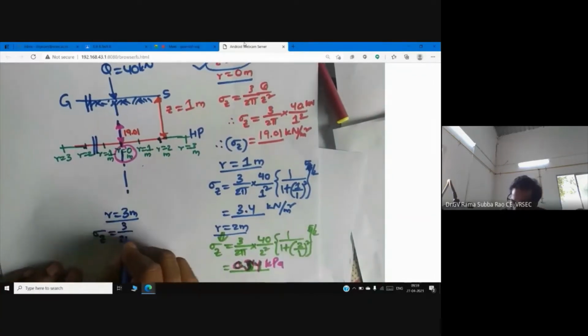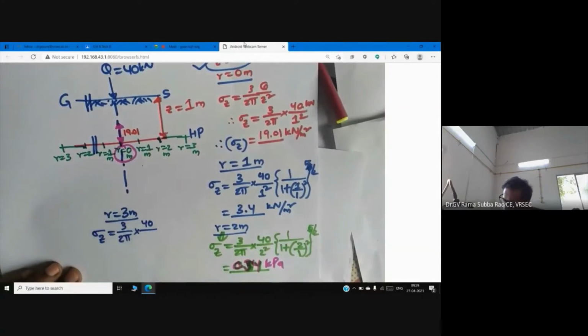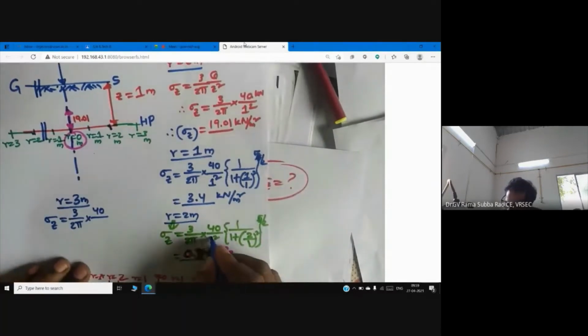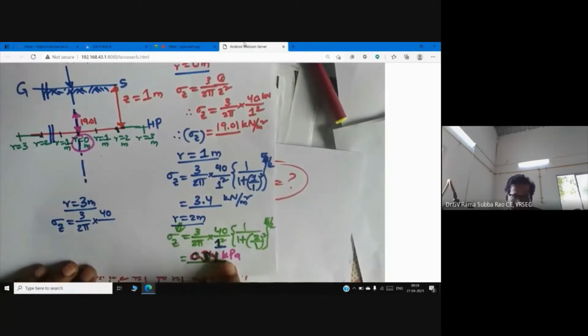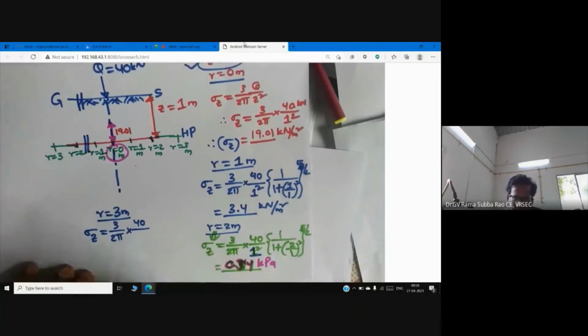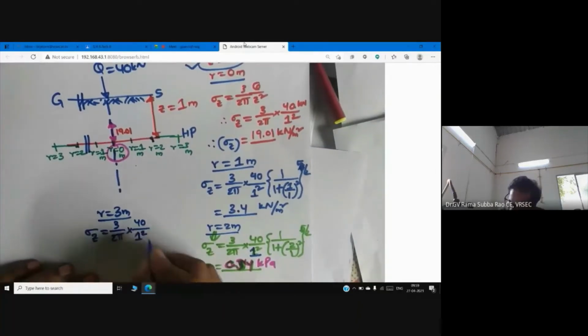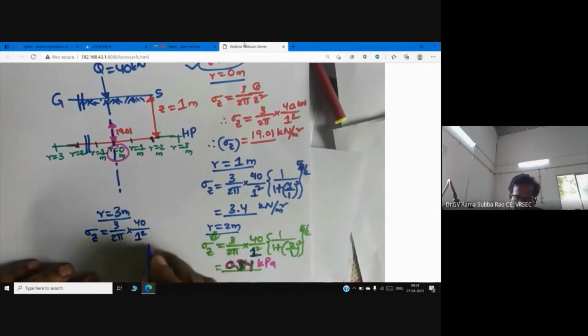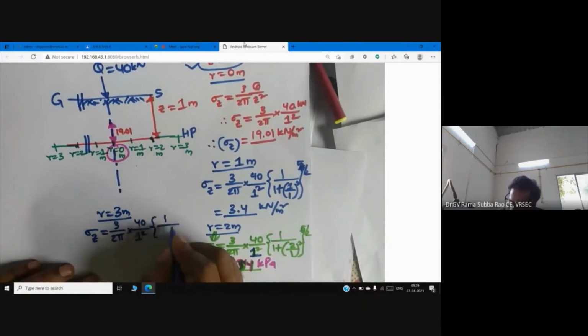3 by 2 pi, 40 by 1 square. I think I wrote one mistake here. It is 1 square, Z. So please all of you ensure this is 1 square. Sorry for that. 1 by 1 plus, again R is 3. 3 by Z is how much? 3 by Z is 1.